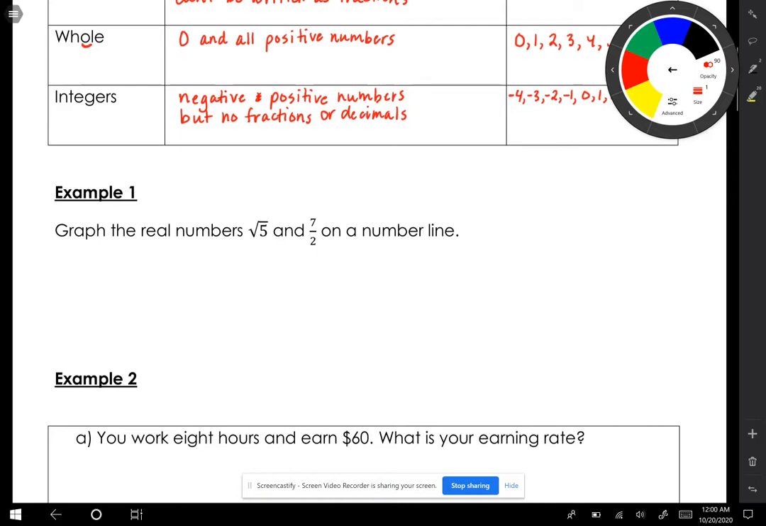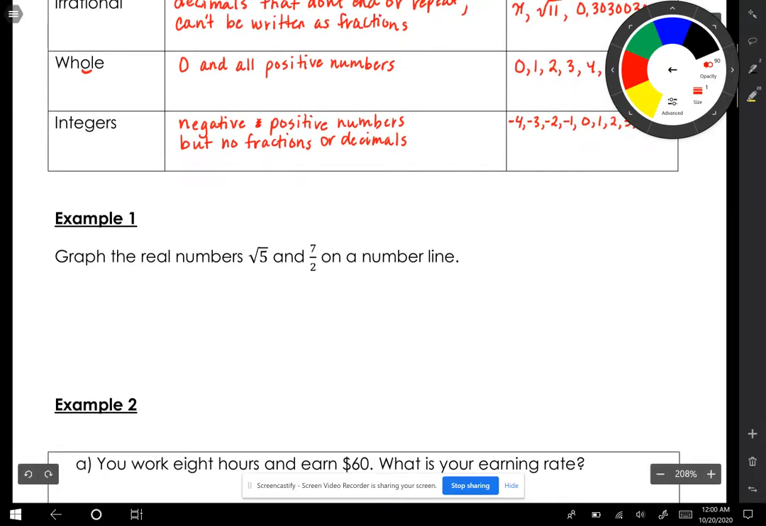First one, graph the real numbers square root of 5 and 7 halves on a number line. So we know that 7 halves is just 3.5. Square root of 5 is close to square root of 4. We don't even need to get to square root of 9. And we know square root of 4 is 2. So the square root of 5 is going to be 2 point something. We just know it's going to be smaller than 3.5. So if we were to graph it on a number line, both numbers are positive, so you could just put 0 on your number line. 1, 2, 3, 4. And so here is 7 halves. And somewhere over here would be square root of 5. And there you go. That's how you graph the numbers on a number line.